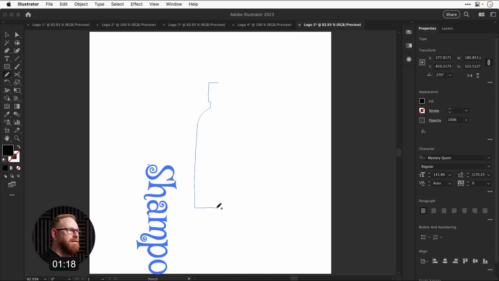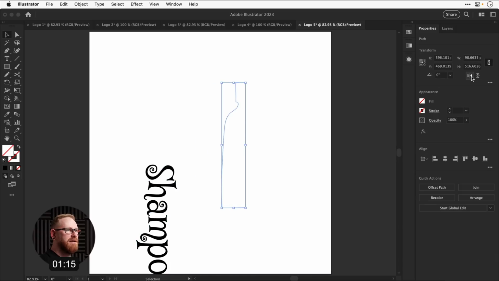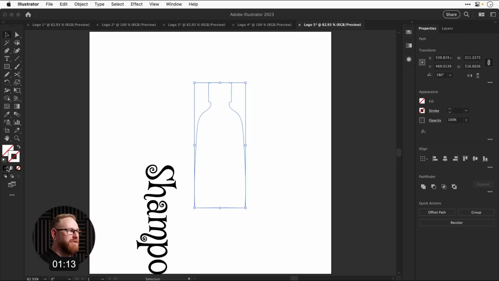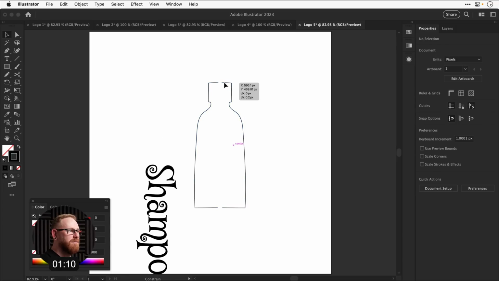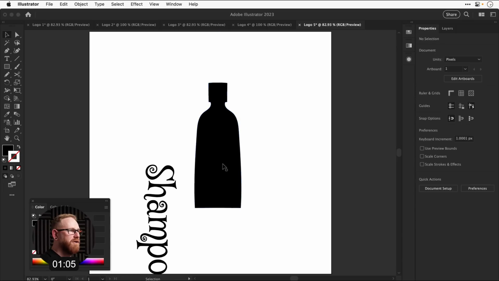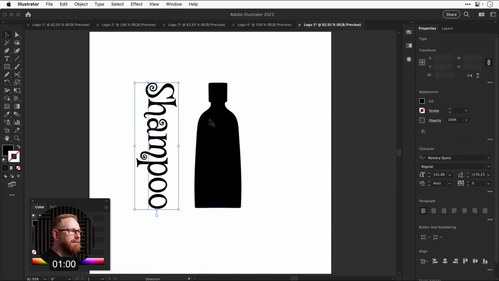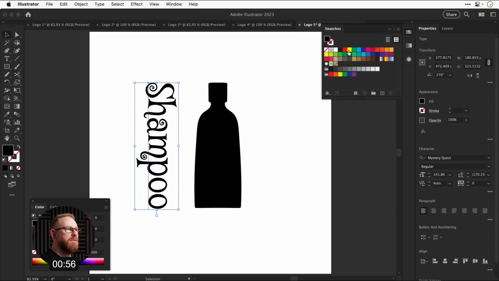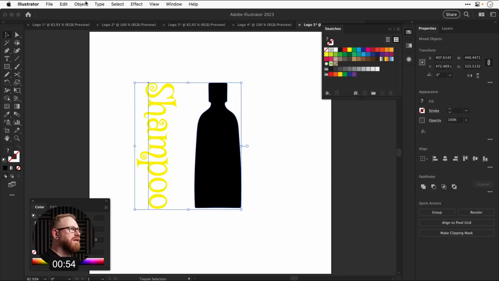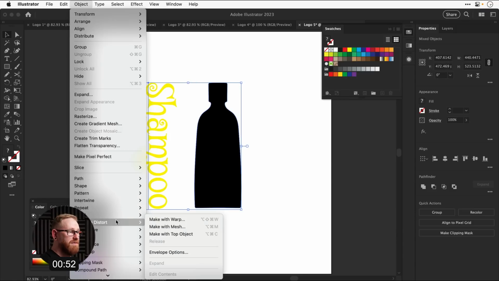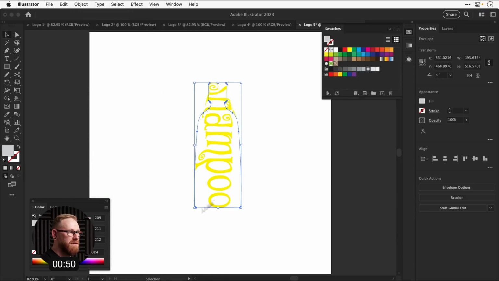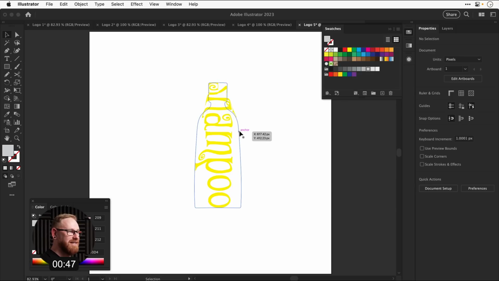There we go. We'll duplicate that. We'll flip it. We need to actually be able to see it first. Let's bring that together. Arguably sort of bottle shaped. Round it off slightly. Now we need to make the top object. Select both of these. Where are we going? Envelope distort. That looks shit.